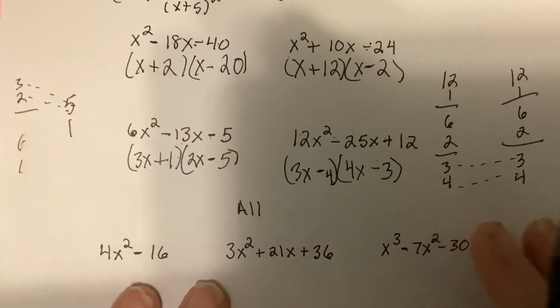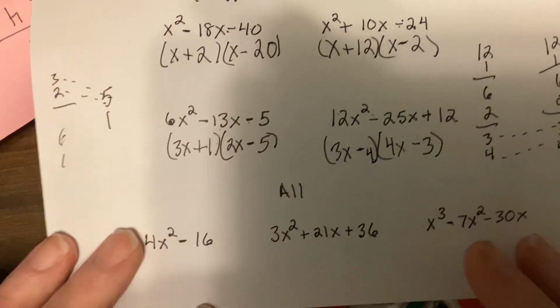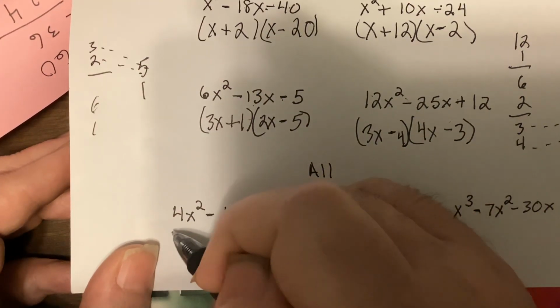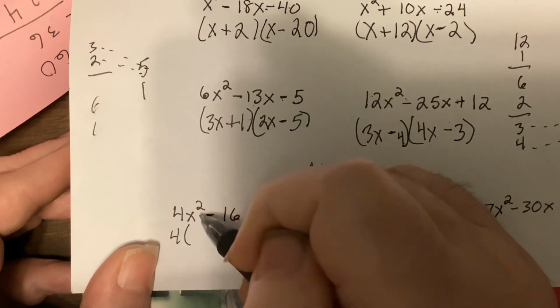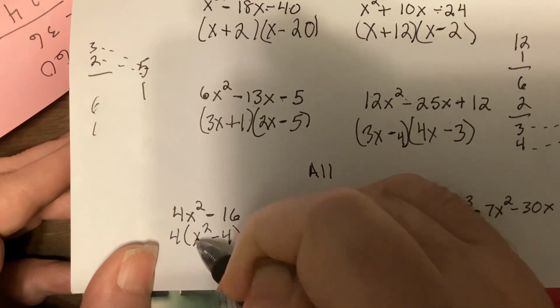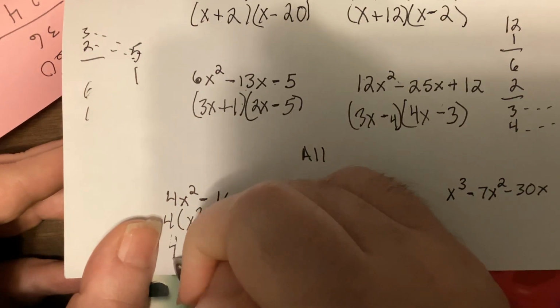Last step so far, although we do have some more to do with factoring, is you start off, factor out the GCF if there is one. In this case, it's 4. Then you look to say, can I factor this again? And that is the difference of squares.